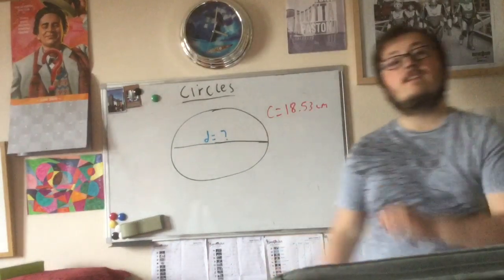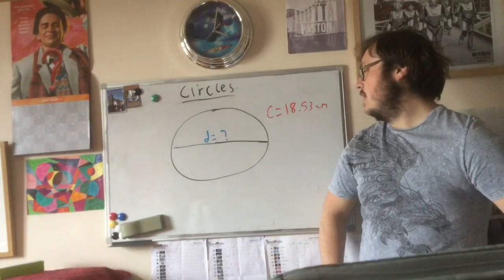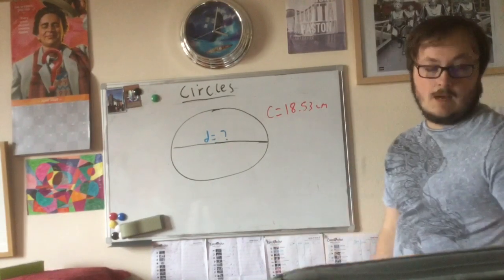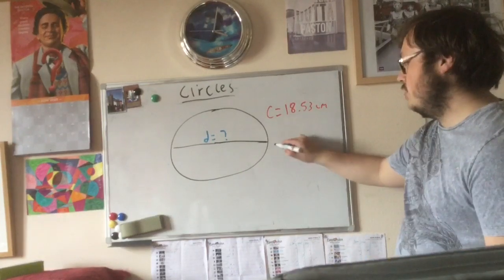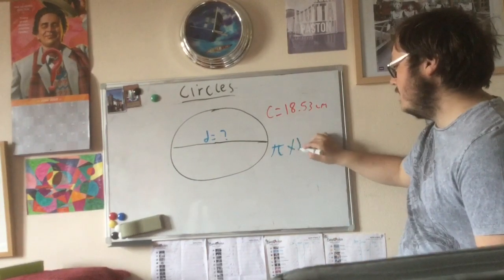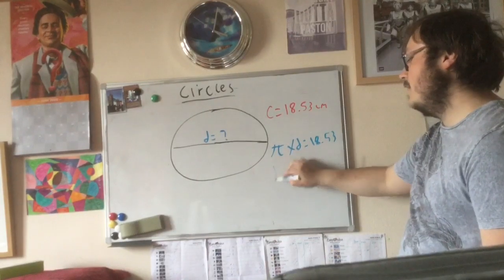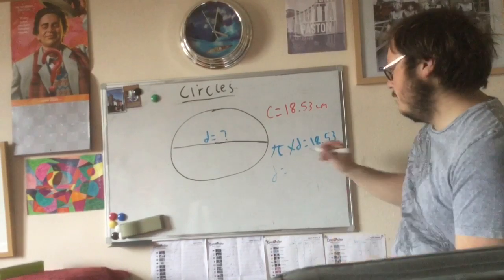What about ones where it's not left in terms of pi? Like this one, where we work out that the circumference is 18.53 centimetres. How do we find the diameter? Well, remember, to find the circumference, all you have to do is you do pi times the diameter, which gets you 18.53. So to find the diameter, you have to divide both sides by pi.